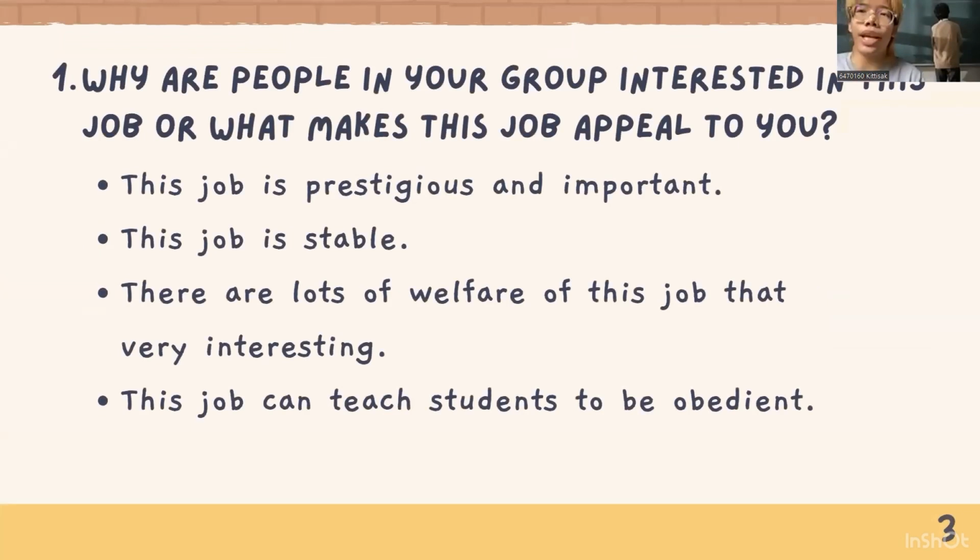For the first question, why are people in our group interested in this job, or what makes this job appeal to us? First, we think this job is prestigious, important, and also stable. And we think that there are a lot of welfare benefits in this job that are very interesting. And the last is, we think this job can teach students to be obedient.